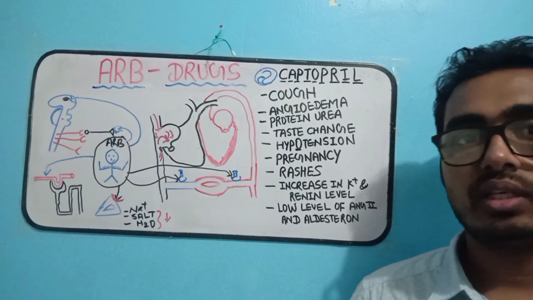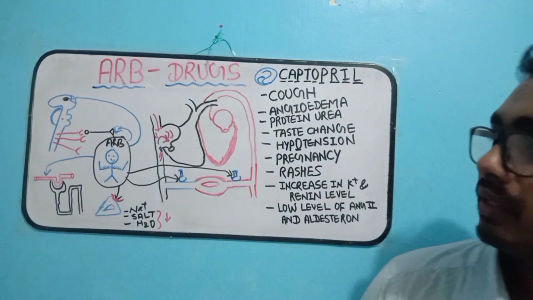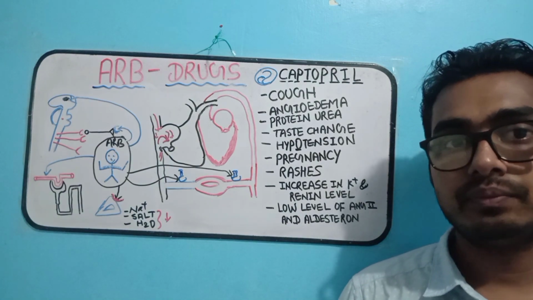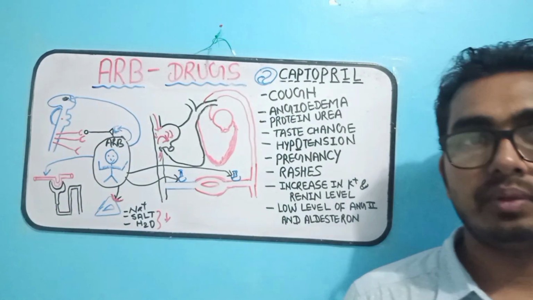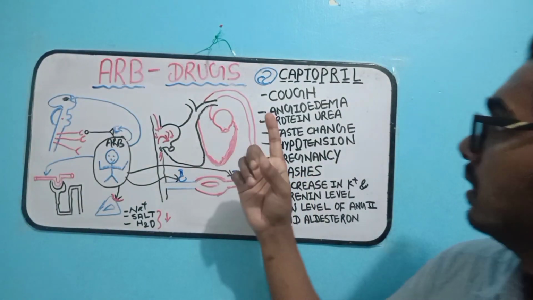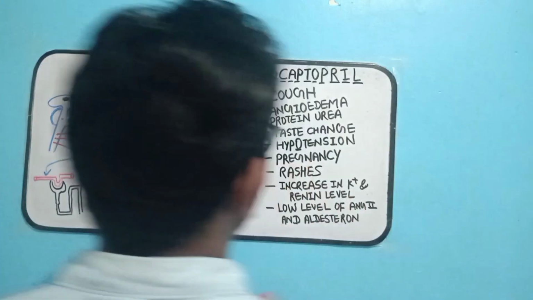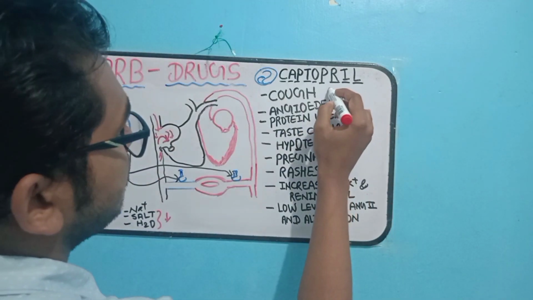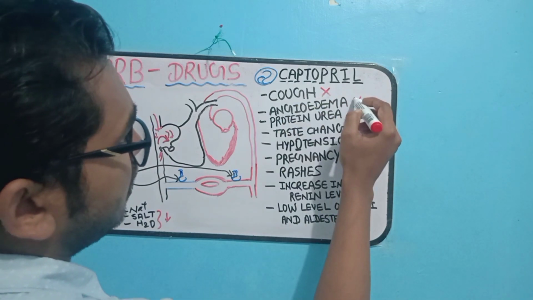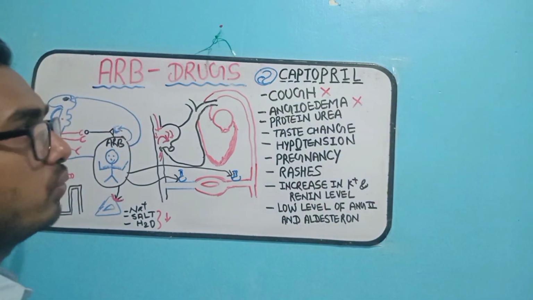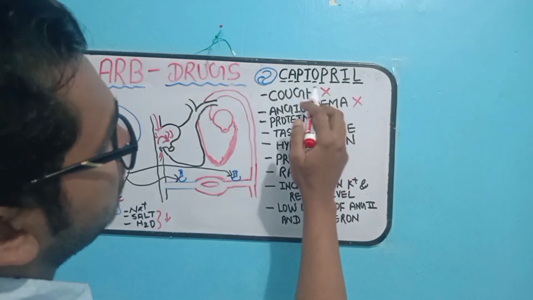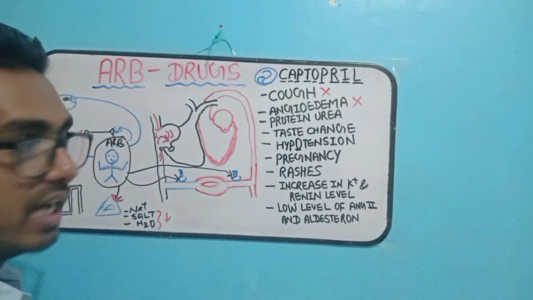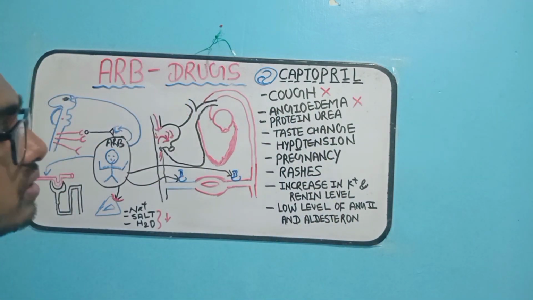Now I am going to discuss the side effects of the ARB drugs. The ARB drugs have the same type of side effects as ACE inhibitors, except for the cough and the angioedema. There is no side effect of ARB drugs in the cough and angioedema. And we also use the same mnemonic like before, captopril, and the rest are the same side effects in the ARB drugs.